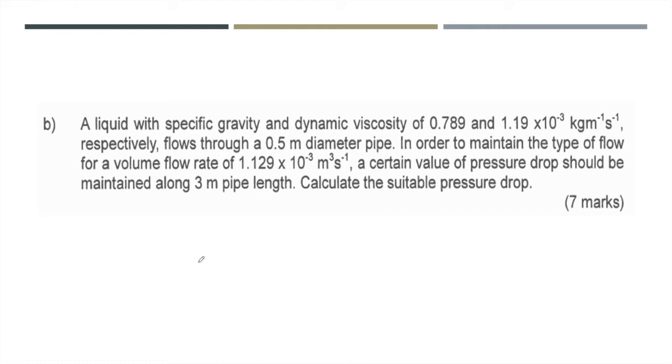So from here, we cannot directly assume that these types of problems can directly use Hagen-Poiseuille. We know that this is a straight pipe because of the 3 meter pipe length. Now what we have to do is calculate the Reynolds number. So first you have to calculate the Reynolds number. We know that the Reynolds number equation is rho v d over mu.